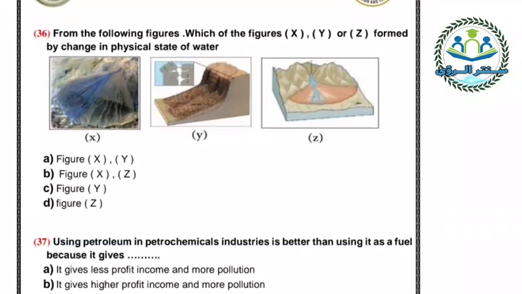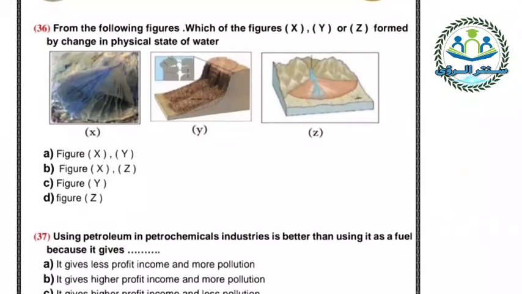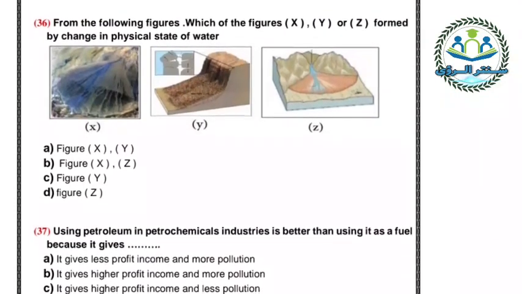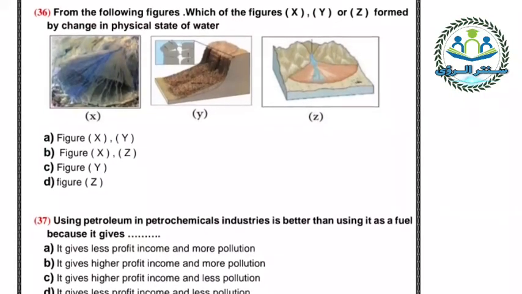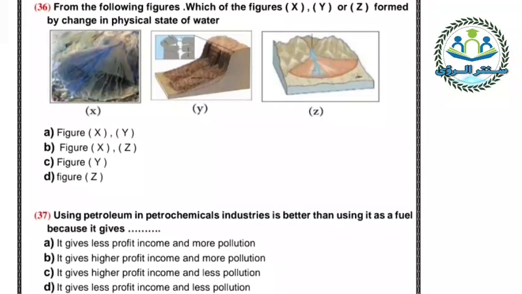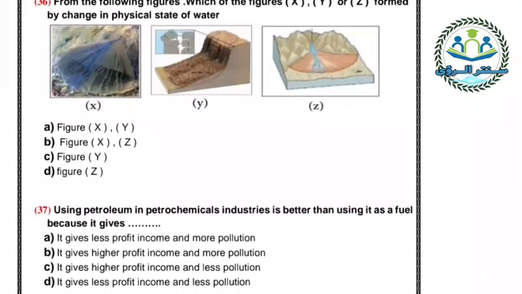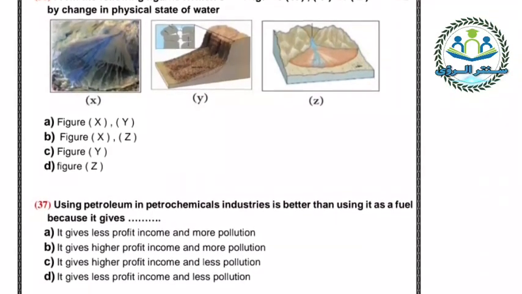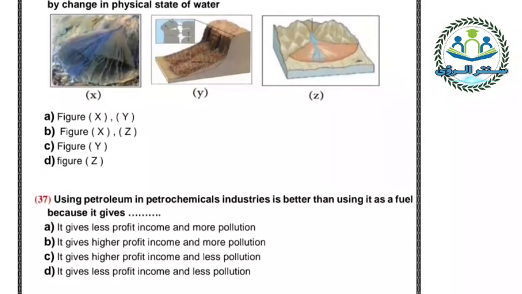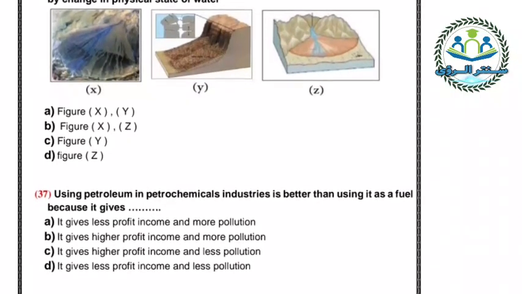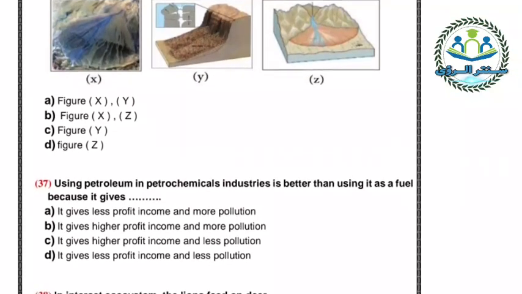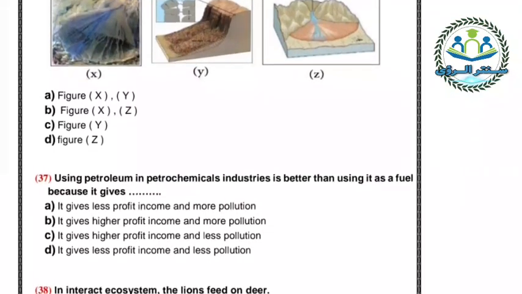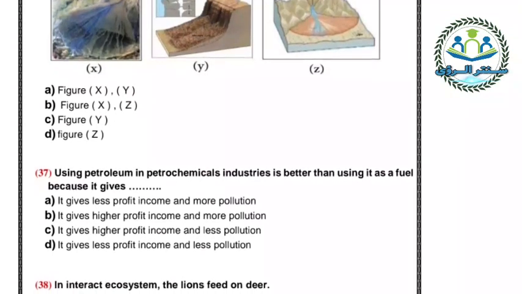37. Using petroleum in petrochemicals industries is better than using it as a fuel because: A. It gives less profit income and more pollution. B. It gives higher profit income and more pollution. C. It gives higher profit income and less pollution. D. It gives less profit income and less pollution.